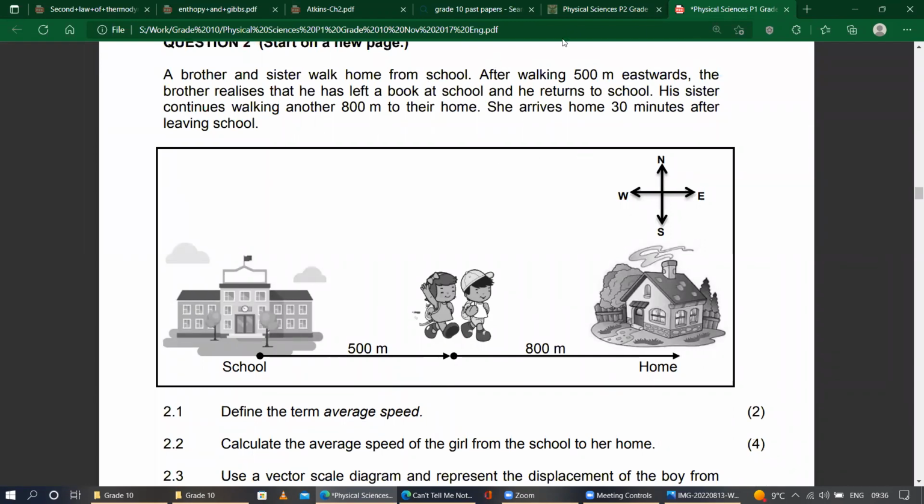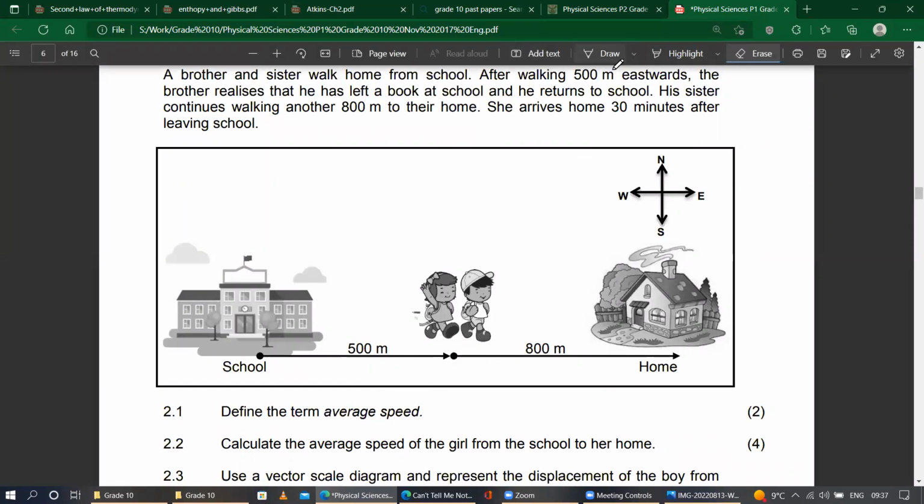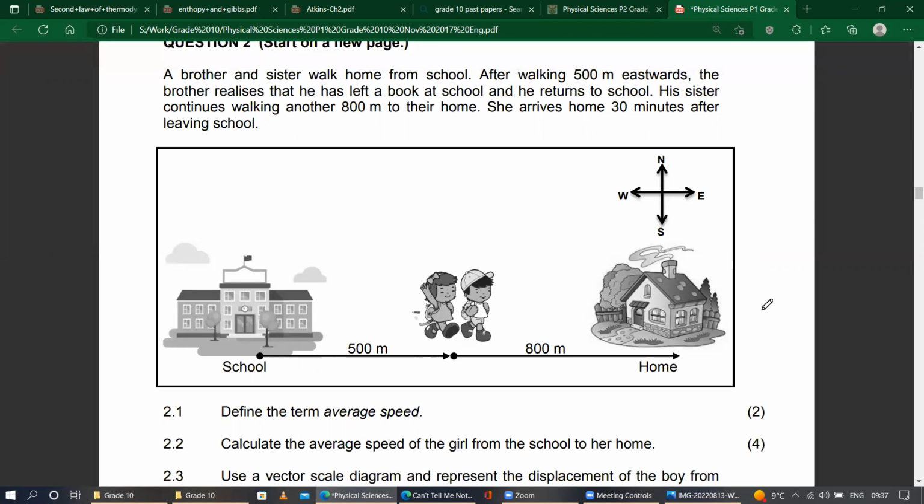So yeah, question 2 is a question based on velocity and acceleration. But can we do one together, and then once I understand it, I do one myself?